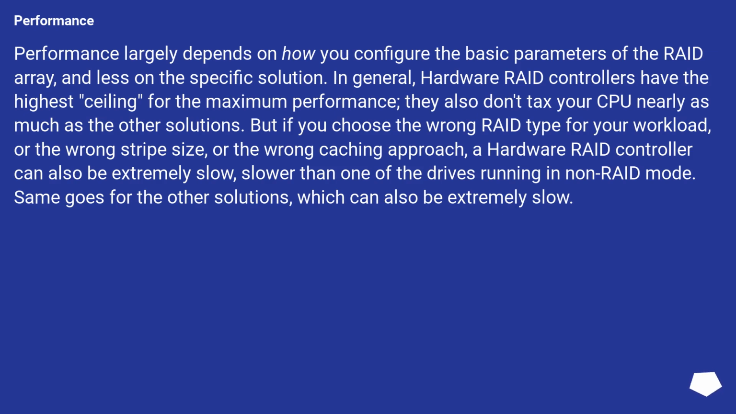Performance. Performance largely depends on how you configure the basic parameters of the RAID array, and less on the specific solution. In general, hardware RAID controllers have the highest ceiling for the maximum performance. They also don't tax your CPU nearly as much as the other solutions. But if you choose the wrong RAID type for your workload, or the wrong stripe size, or the wrong caching approach, a hardware RAID controller can also be extremely slow, slower than one of the drives running in non-RAID mode. Same goes for the other solutions, which can also be extremely slow.